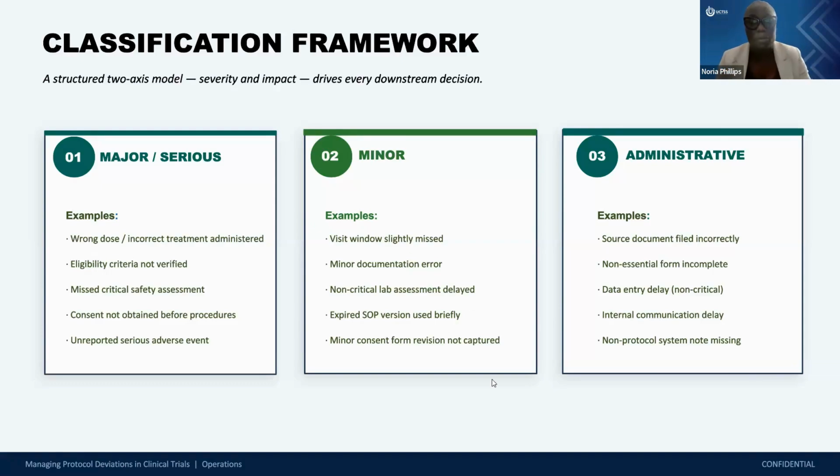Then minor, obviously we all know what minor is. It happened, it's been documented, it's not half as serious, or it does not impact data integrity or study integrity in any way. And also, like I explained earlier, a visit window is missed if a patient is meant to be at site on a certain day and they miss it by 2+2+3.